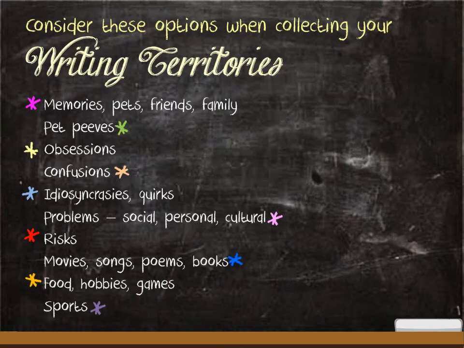Movies, songs, poems, books. Sometimes I'll find a line in something that I'm reading that makes me think of something that I could write about. So I'll jot that down in my writing territories. Food, hobbies, games, sports. All of these things could be things that you want to add into your gigantic, evolving list of writing territories.